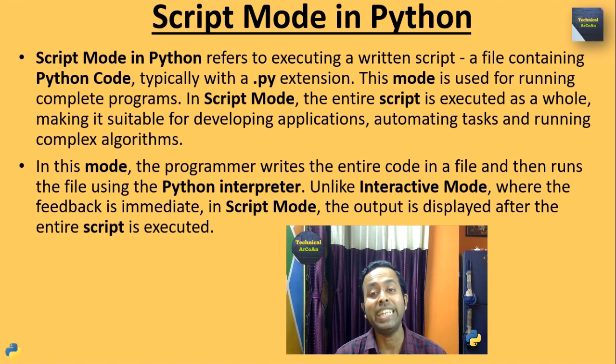In script mode, the entire script is executed as a whole, making it suitable for developing applications, automating tasks and running complex algorithms. In this mode, the programmer writes the entire code in a file and then runs the file using the Python interpreter, because Python is an interpreted language. Unlike interactive mode where the feedback is immediate, in script mode the output is displayed after the entire script is executed. And script mode is actually the permanent mode because the file is already saved in your secondary device.